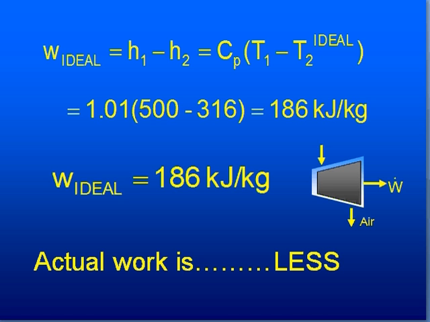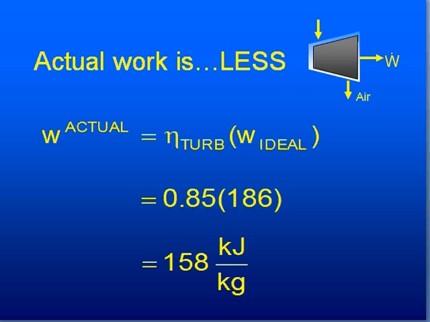The actual work is less than this. So we know the efficiency is 85%, so we multiply our ideal work times 85%, and we get actual work, 158 kilojoules per kilogram. Clipping through this pretty fast, so you should slow down and calculate these things as you go. Make sure you understand them as you go.